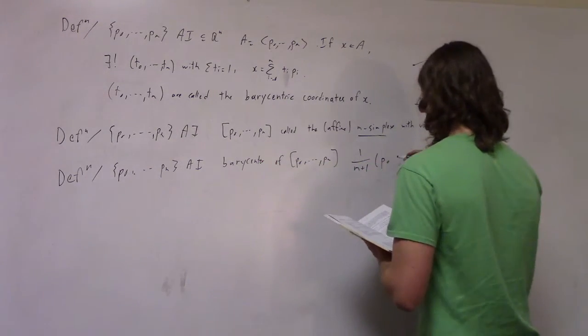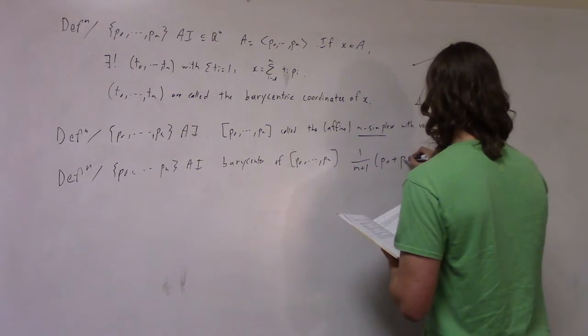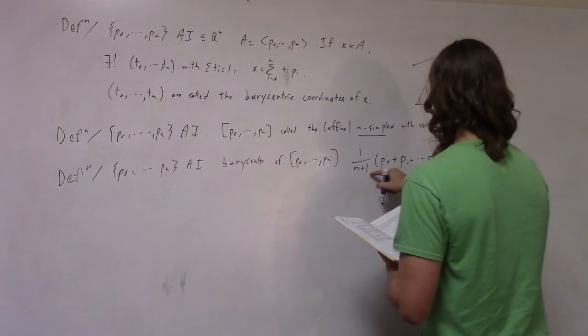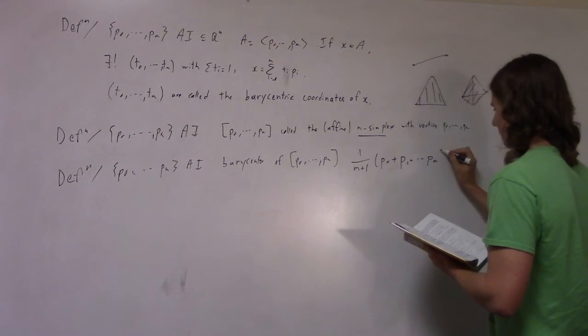Come on, Robin, you can do better than that. Okay, but it's the sum of all these. So it's 1 over m plus 1 times the sum of all these.